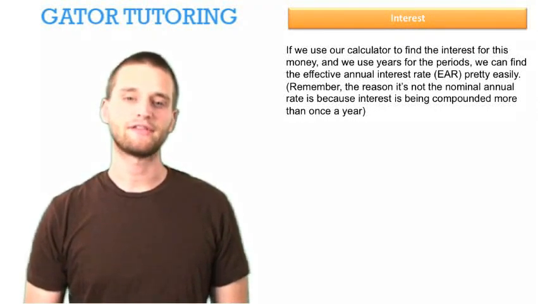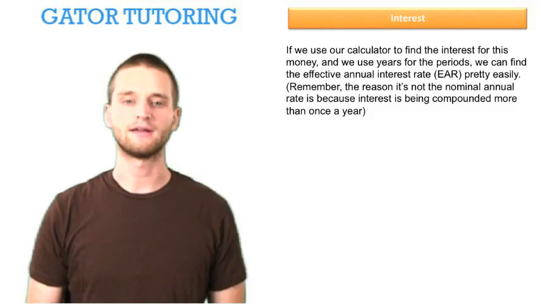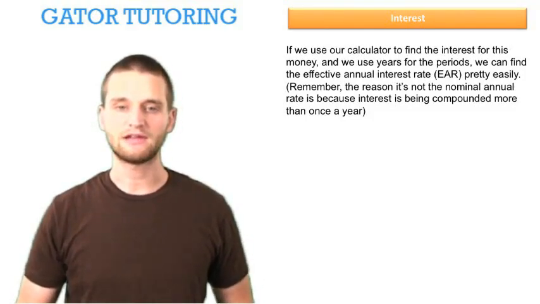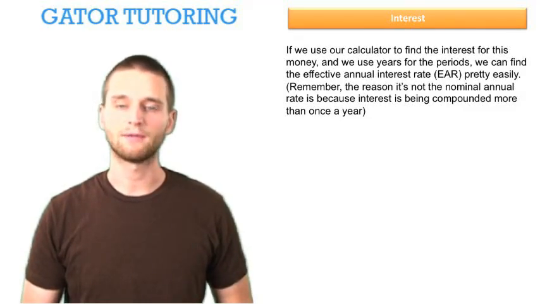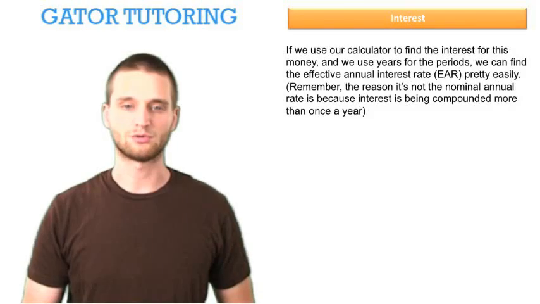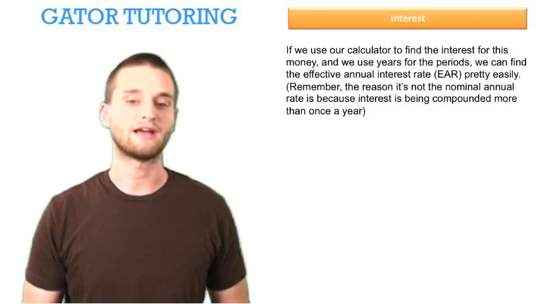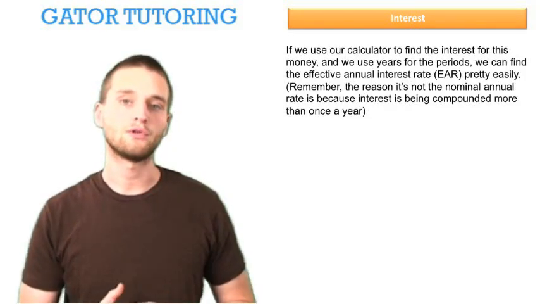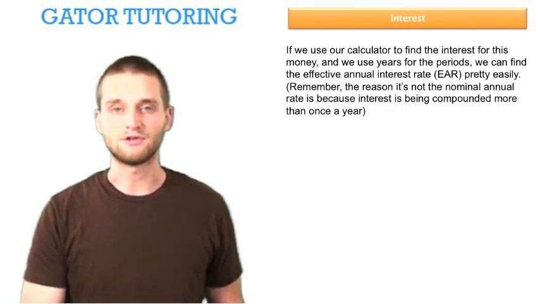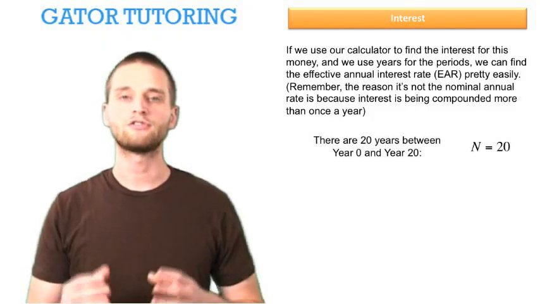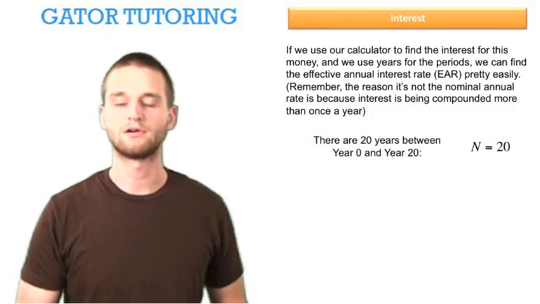If we use our calculator to find the interest for this money, and we use years for the periods, we can find the effective annual interest rate, or the EAR, pretty easily. Remember, the reason it's not the nominal annual rate is because interest is being compounded more than once a year. So if interest was being compounded only once a year, then the nominal annual and the effective annual rates would be the same. So there are 20 years between year 0 and year 20.